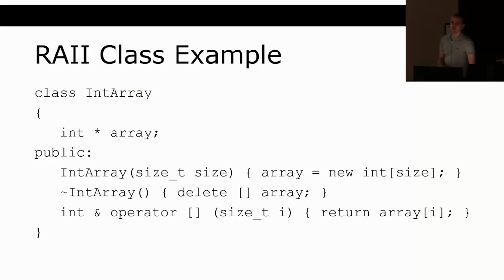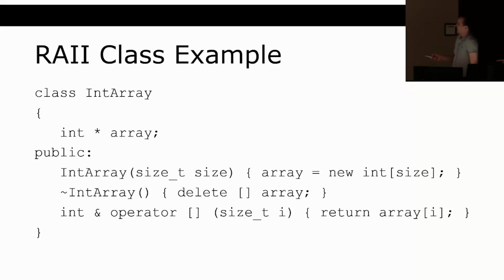Let's say I want to have an RAII for a raw integer array, right? So we saw the dangers of using int star array in our code because we may forget to delete it, right? So what we're going to do is we're going to create a class called intArray. Then in the constructor, I'm going to have as a parameter the size of the array that I want to create. Then I'm going to have array equals new int size. That will go to the heap, return the address, and then set the address here.